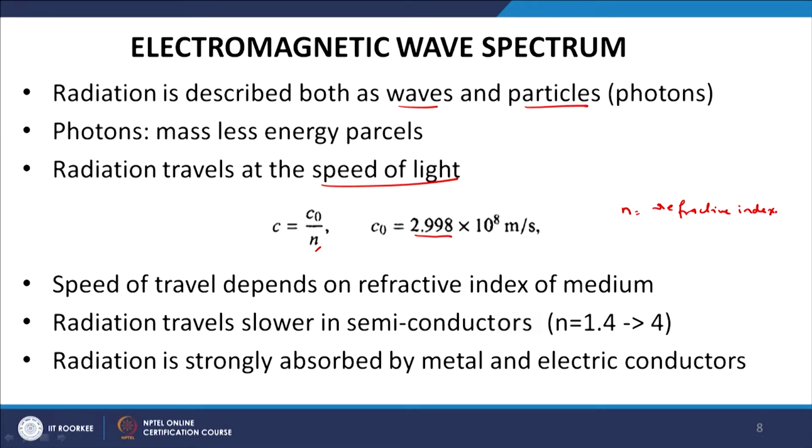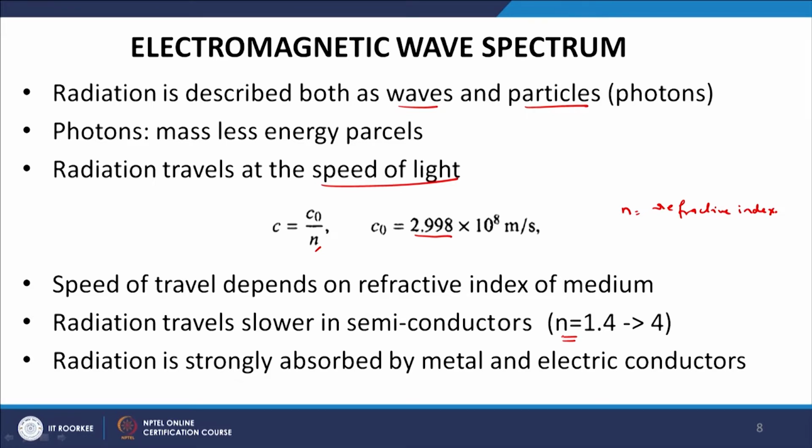Now, how fast the electromagnetic radiation travels depends on the refractive index. In vacuum, the speed is almost 3 times 10 to the power 8 meter per second, but when the same light or electromagnetic radiation travels through a semiconductor, where the refractive index may be 1.4 to 4, the speed will be significantly lower. So, the speed of light will be less than the speed in vacuum, and semiconductors also strongly absorb radiation.